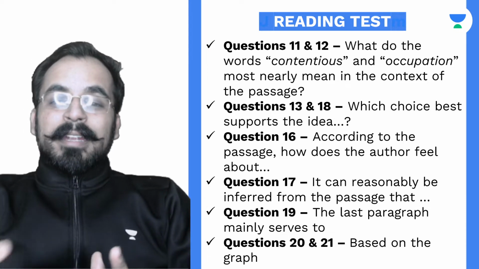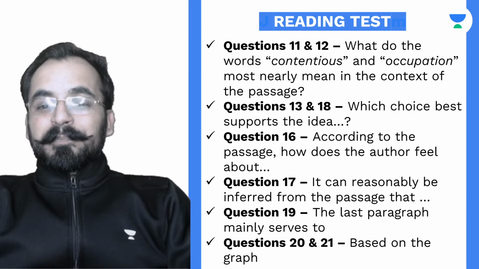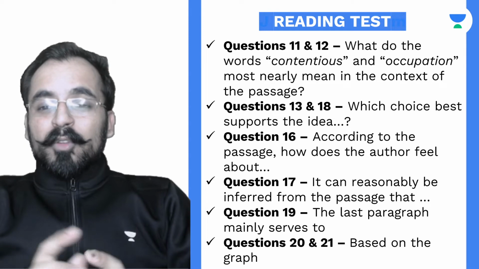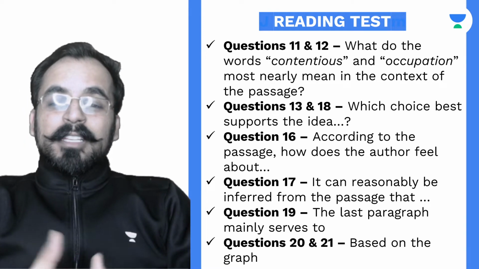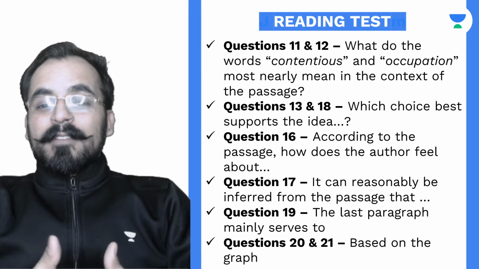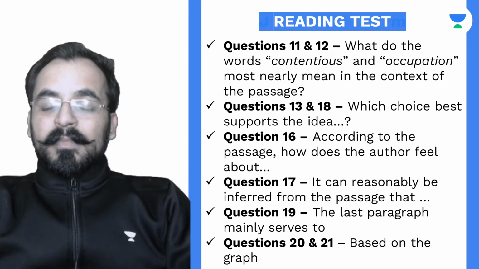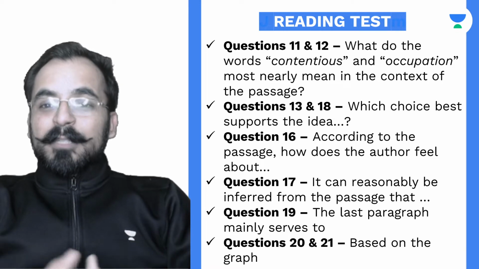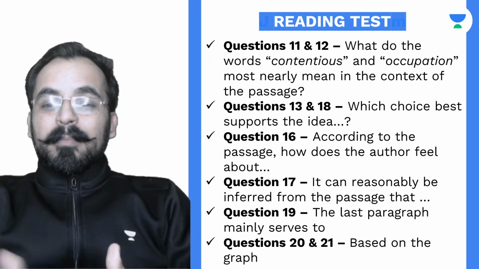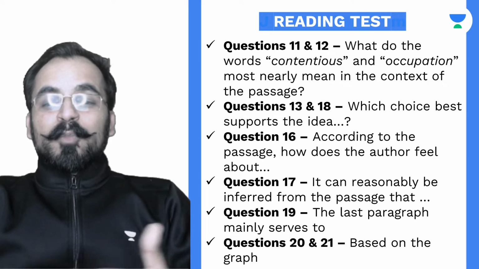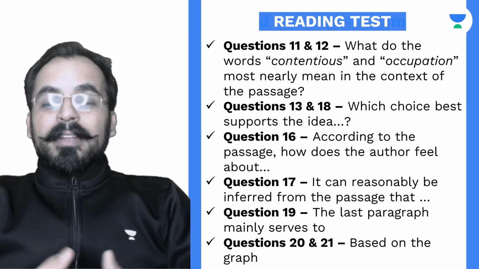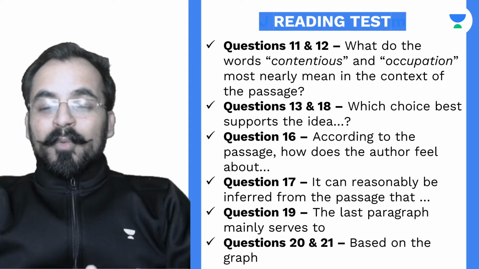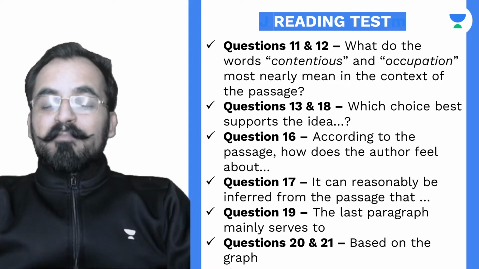So supporting ideas. Question 16 was: how does the writer feel about the topic? So you had to answer based on the author's opinion, or how the author feels about it. Question number 17 was an inference based question: it can reasonably be inferred from the passage that. It was based on your ability to infer or conclude from the passage.